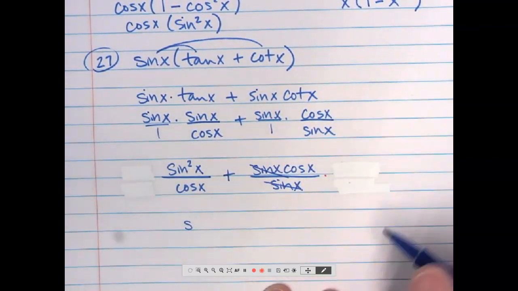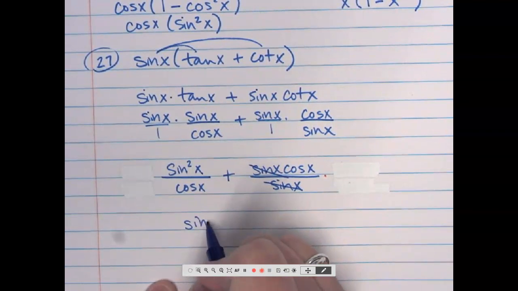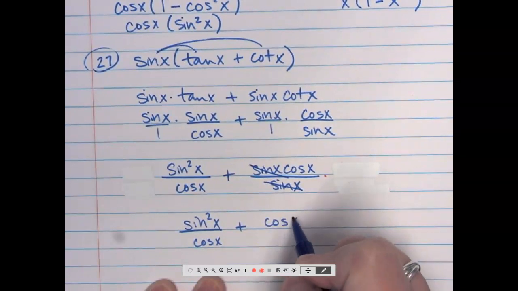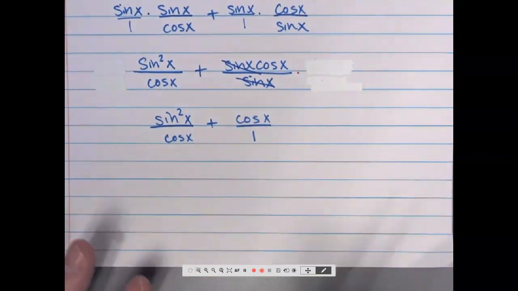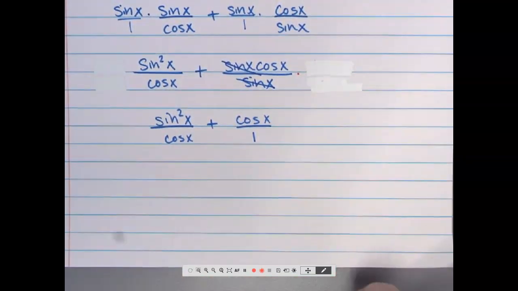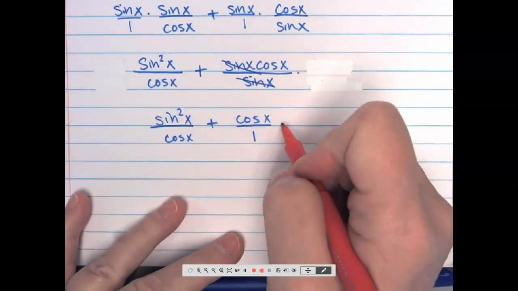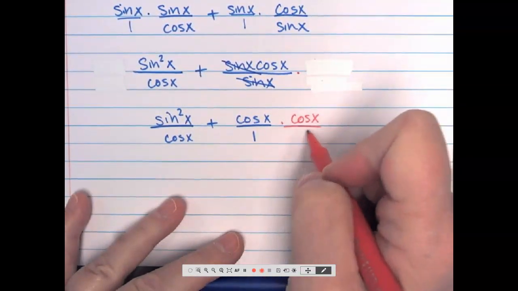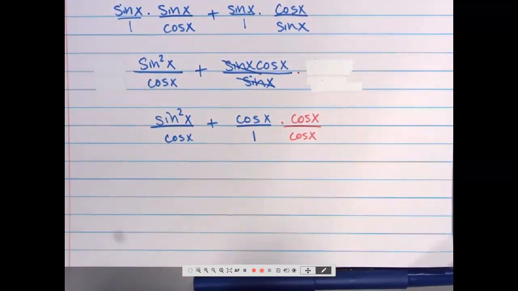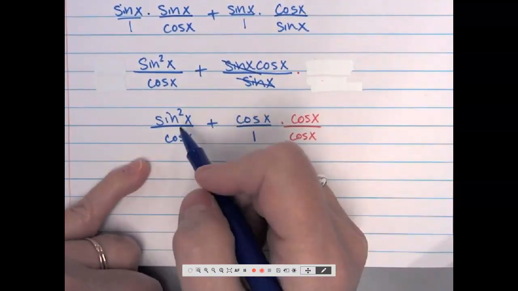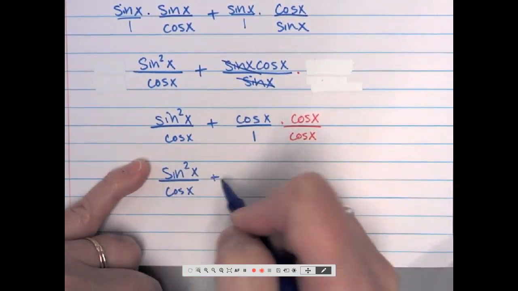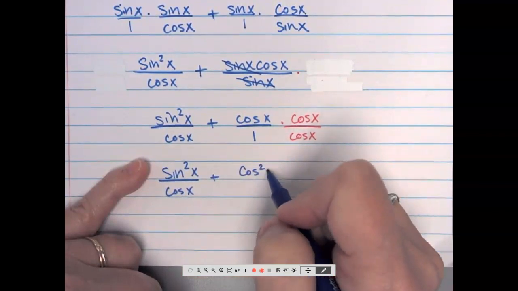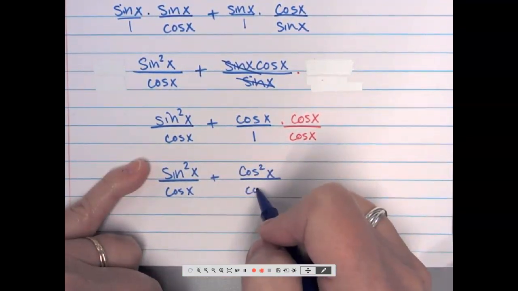Okay, cancel, cancel. So now I have sine squared over cosine plus cosine, and for seeing that I need a common denominator, I'm going to put that over 1. Okay, so now, as you stated, I will only have to multiply this one. The common denominator needs to be cosine. This one is already cosine. Cosine times cosine is cosine squared. 1 times cosine is cosine.